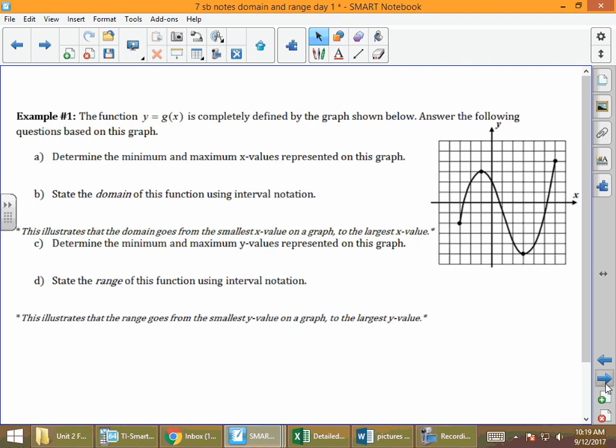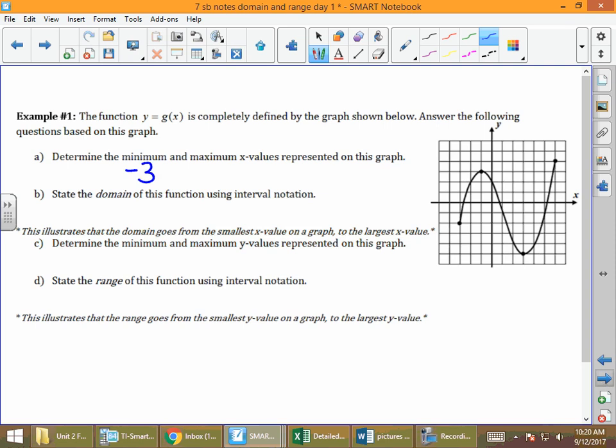We're given this function g of x, and for part A, we want to determine the minimum and the maximum x values represented on the graph. Minimum means the least value. Maximum means the most value, and it's specific here. We're looking at the smallest x value and the biggest x value. So what's the smallest x value on this graph? Well, we look farthest to the left and we see that the smallest x value is -3.